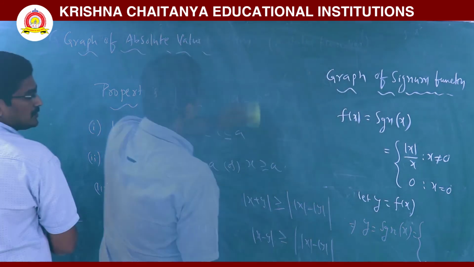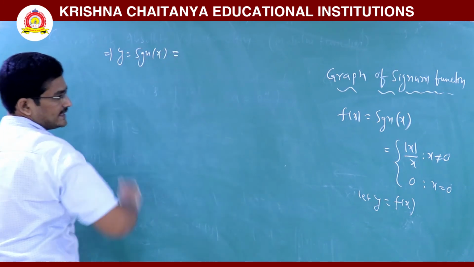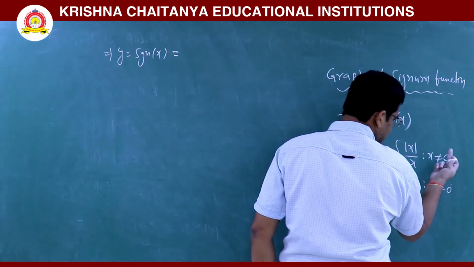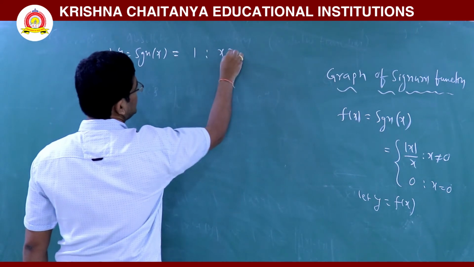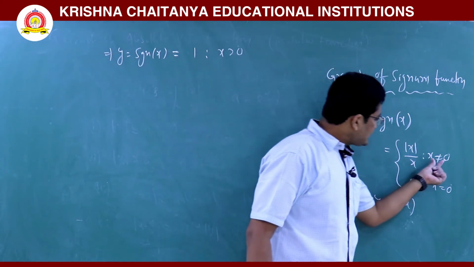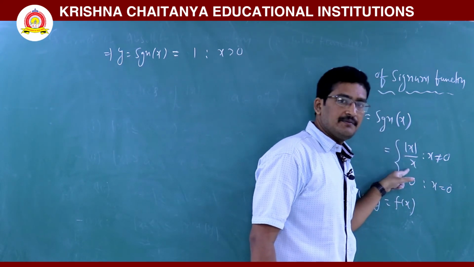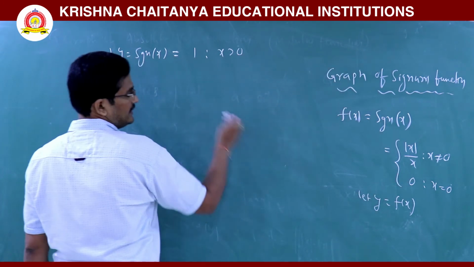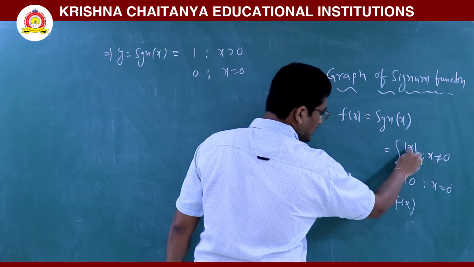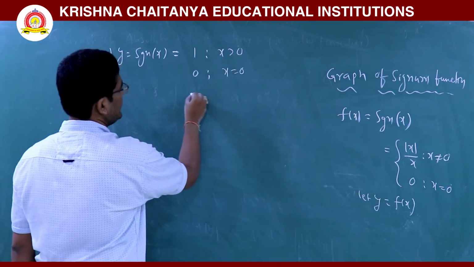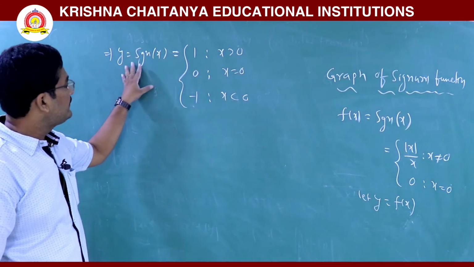So y equals the signum function of x, which is x by x, that is 1, where x greater than 0. If x less than 0, mod x is minus x, and minus x by x is minus 1. So for x less than 0, it is minus 1. For x equal to 0, it is already there, 0. We have to rewrite the signum function definition like this.